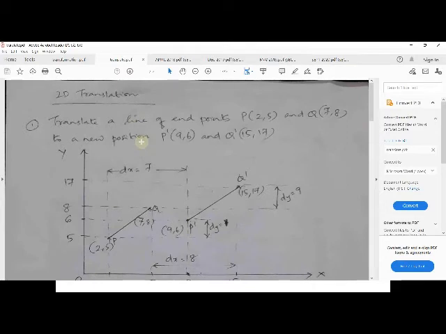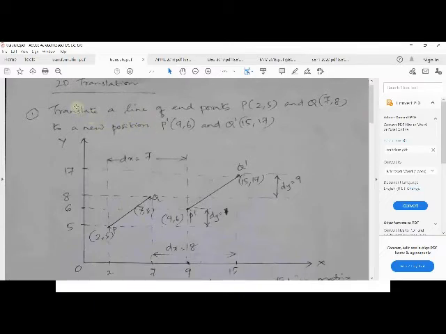So let us see some of the problems, how to solve problems in translation. So coming to 2D translation, there is a question. Translate a line of endpoints given by P 2,5 and Q 7,8 to a new position P dash 9,6 and Q dash 15,7. So first step, you have to draw this line PQ. PQ in the X1, Y1 is given as 2,5 and the X2, Y2 is given as 7 and 8. So X1, Y1 and X2, Y2 you have.